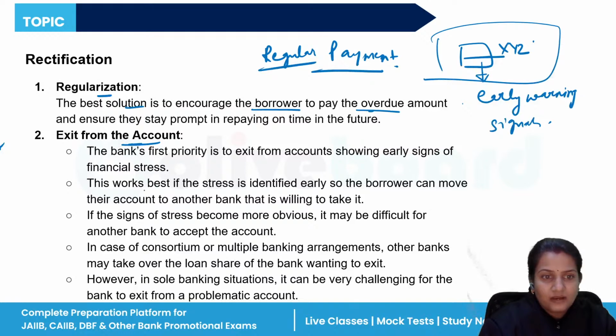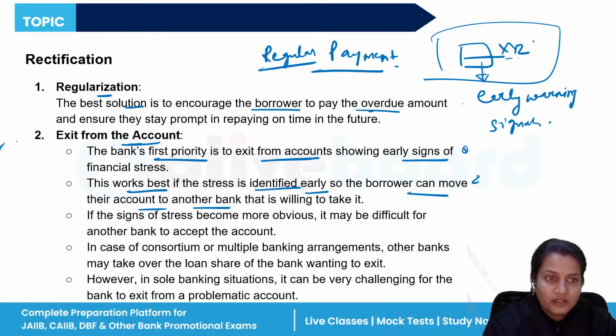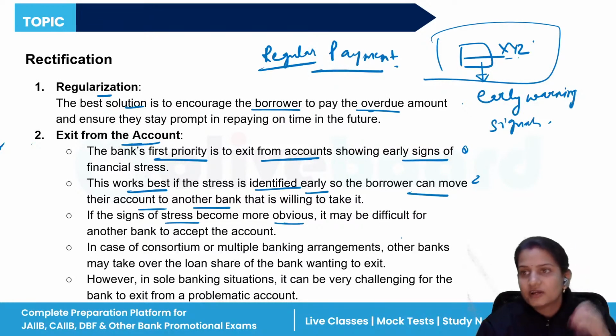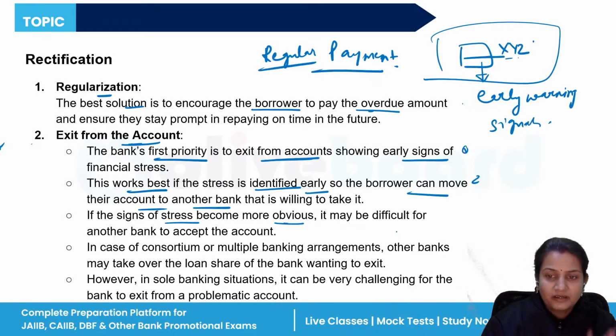This works best if the stress is identified early. If the stress is identified early, that yes, in future this particular borrower will make some kind of default, the borrower can move their account to another bank. The bank's first priority is to exit from accounts which show early signs of financial stress. If the signs of stress become more obvious, it is difficult for a bank to accept it, so they may shift it to another bank.